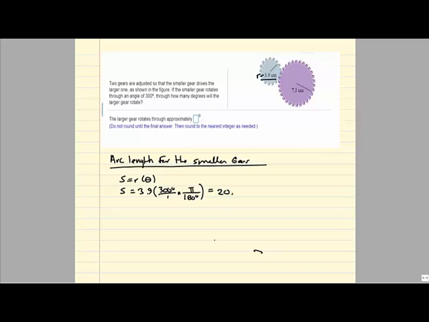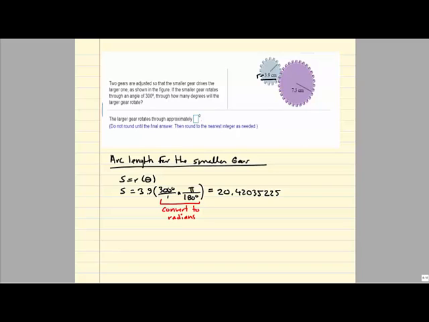So let's write that down: 20.42035. Now what we want to be careful of here is, again, theta has to be in terms of radians. So we have to convert this to radians. And I just want to point out what we did here. Remember, theta always has to be converted to radians. Okay, next.